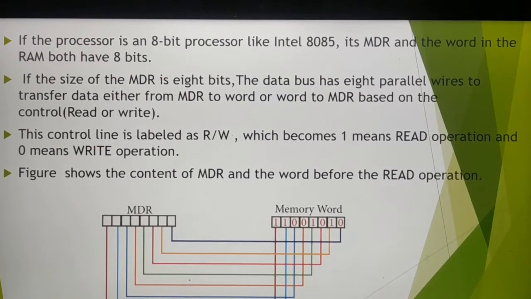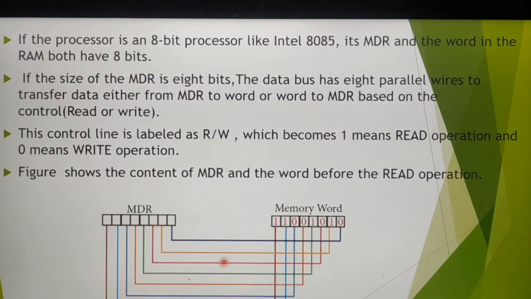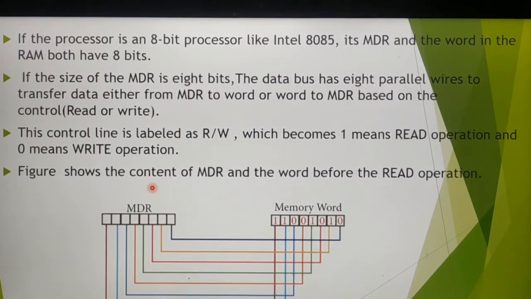Next, we can see how it is going to communicate from memory data register to memory. The memory data register is located in the processor. You know there are different types of processors: 8-bit processor, 16-bit processor, 32-bit processor. Nowadays we are using 64-bit processors. Here they are telling 8-bit processor, for example Intel 8085.